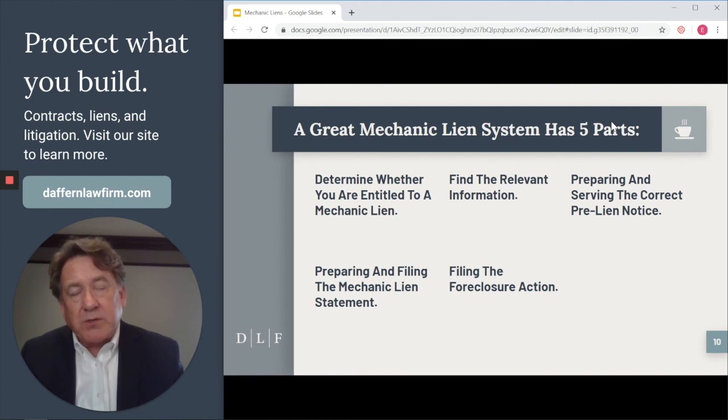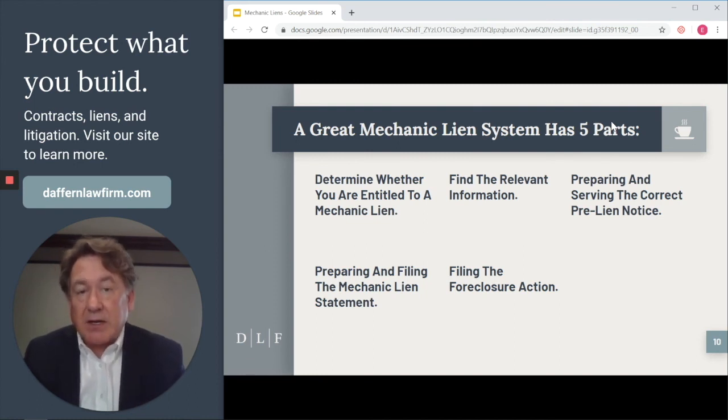The third part is to prepare and serve the correct pre-lien notice if you're a subcontractor who has to send one. The fourth step is to prepare and file the mechanic lien statement. And we'll spend some time talking about what is required for the mechanic lien, where you file it, and what it looks like. And then the fifth and final step is to file the foreclosure action to ask the court to award you a judgment and foreclose your lien on the property and sell it for payment.